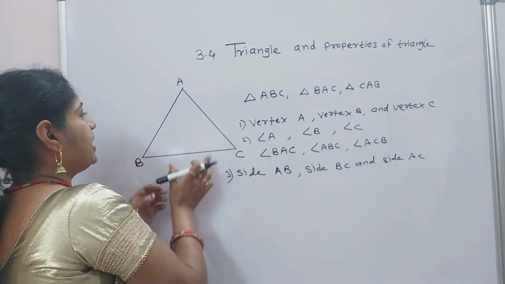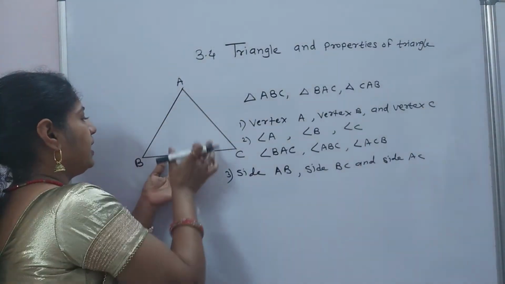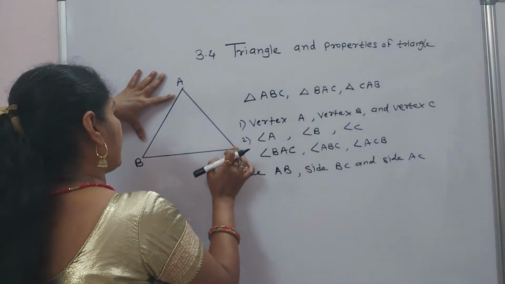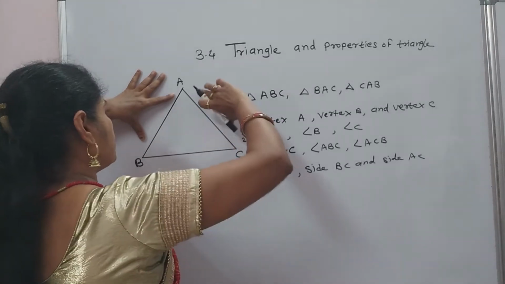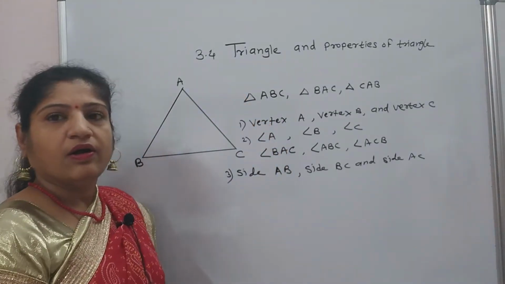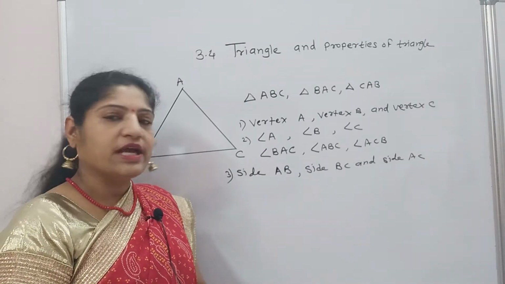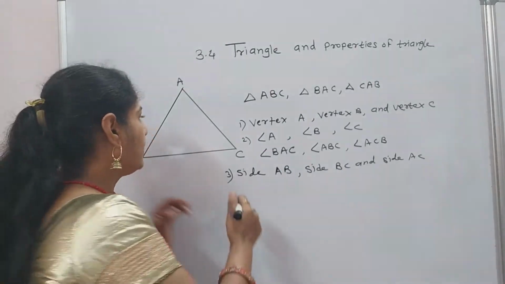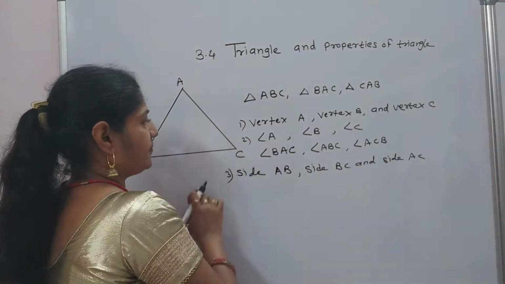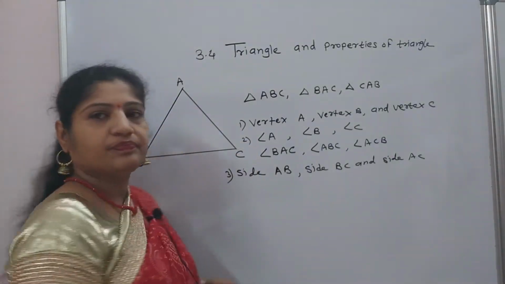Opposite side of angle A is BC. Opposite side of angle C is AB. Opposite side of vertex B is AC. Opposite angles, opposite sides. Adjacent side: BC's adjacent side is AC or AB.